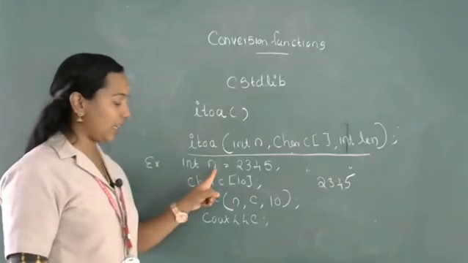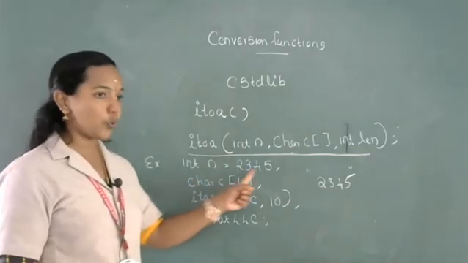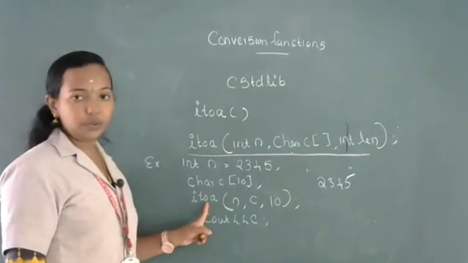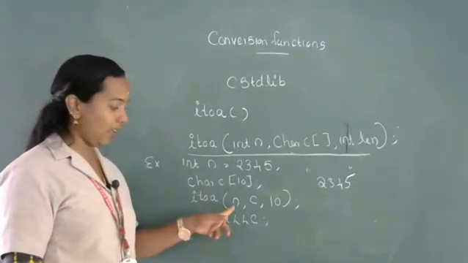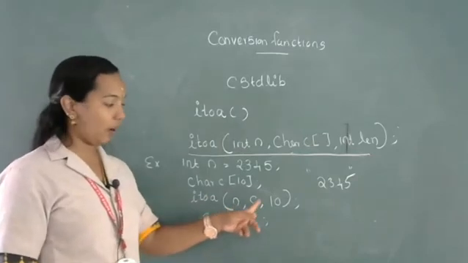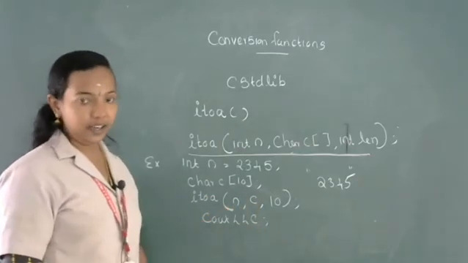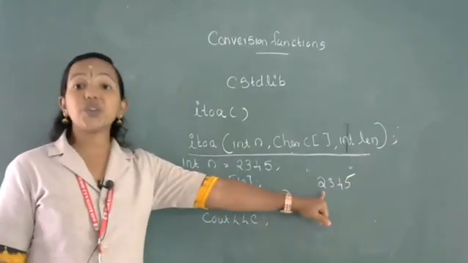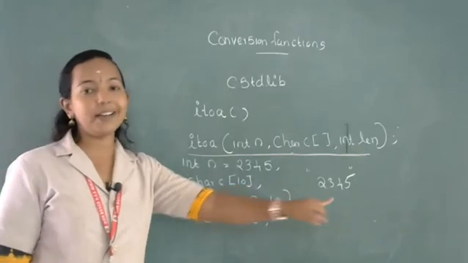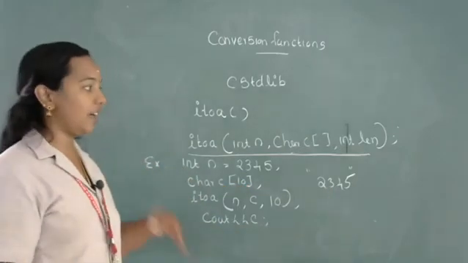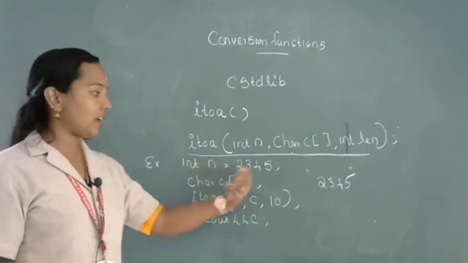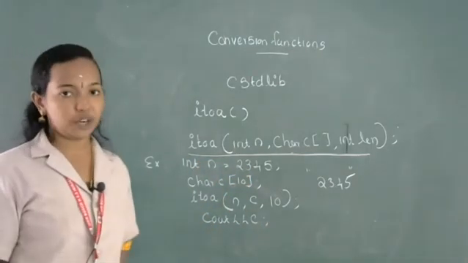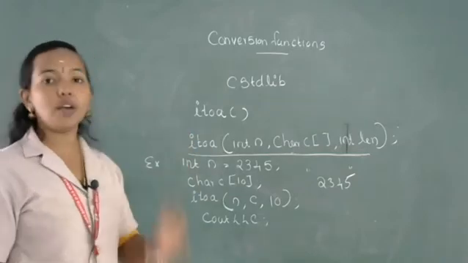Here I am declaring a variable called n, 2, 3, 4, 5. After that, character variable C, then using the I to A function I am converting n into an array, comma 10. Maximum size will be 10. So after that I can input cout c, then I will get a string constant. It will not be a number, it will be treated as a string constant because we converted that integer number to string constant. So this is the first conversion function, I to A, integer to alphabet.